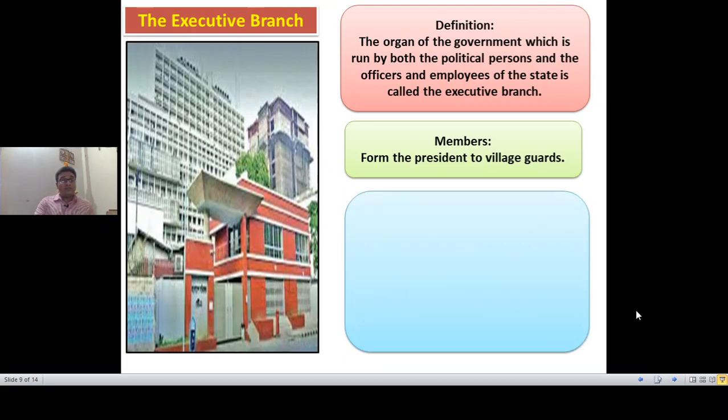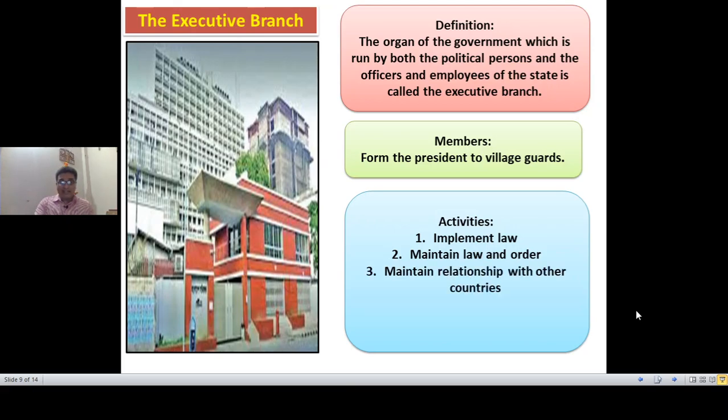Then now I'm going to discuss about the activities of the executive branch. First of all, implement law. To implement law, which is enacted by the legislative branch, is one of the activities of the executive branch of our government. Next activity is maintain law and order. To maintain law and order, by different processes like police, is one of the duties of the executive branch. Next activity is maintain relationship with other countries.